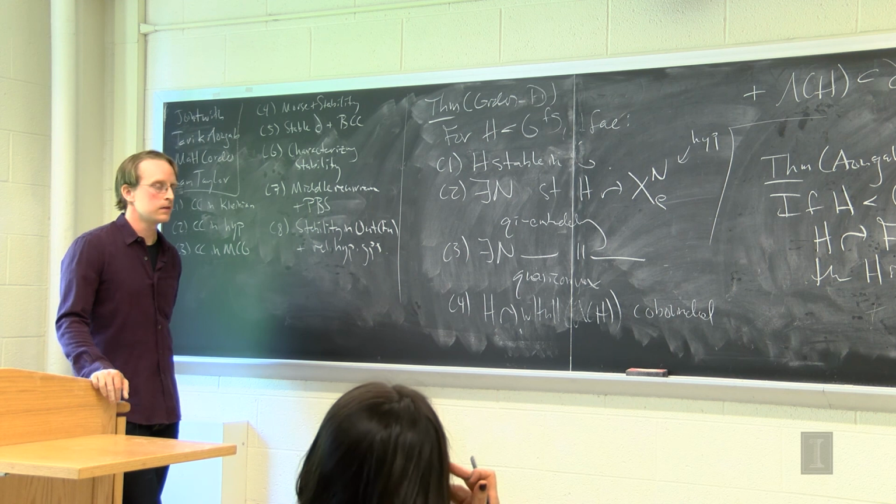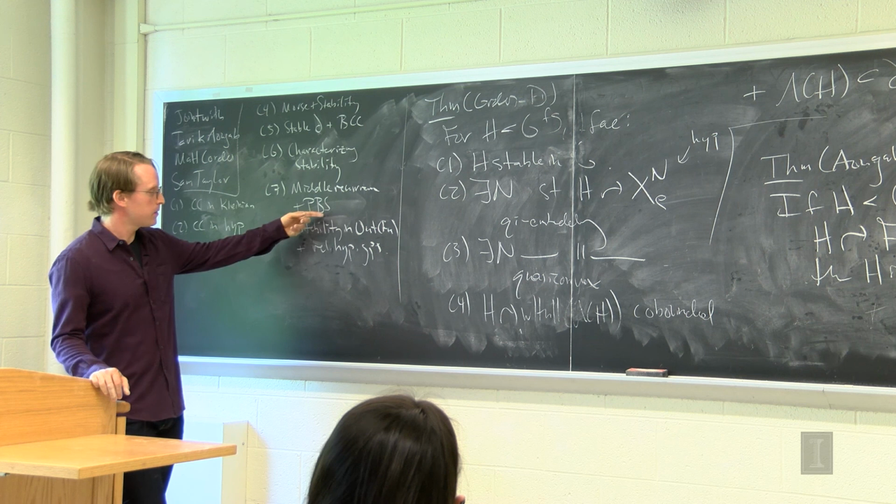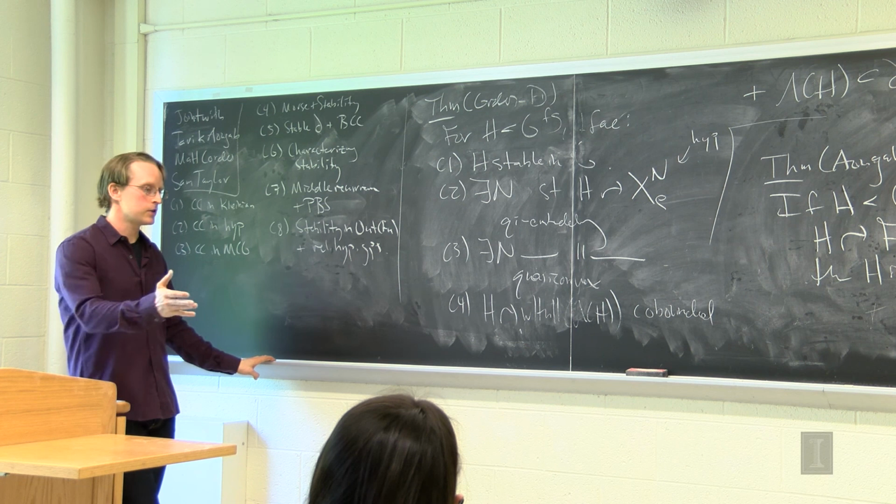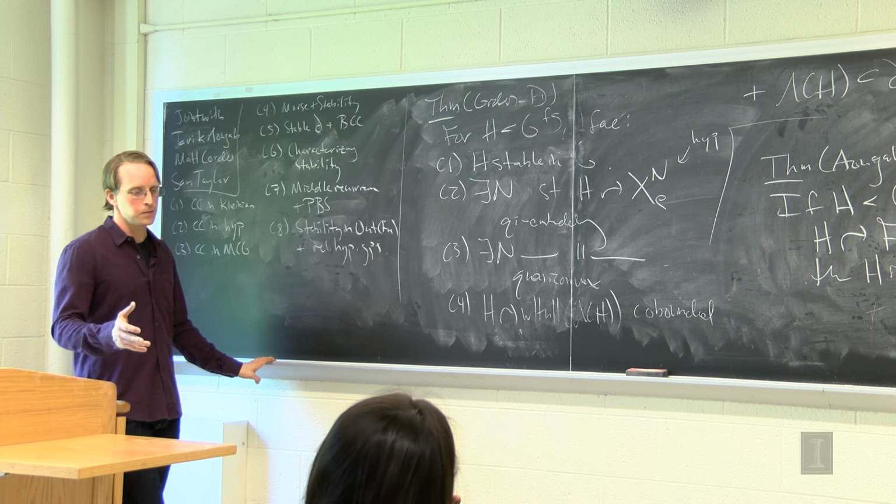And you also get from this theorem an easy proof that convex co-compact in mapping class groups implies stability in mapping class groups, because you look at the action on the Teichmüller space. Being quasi-convex there is equivalent to being stable. The action is proper, the space is proper, so you get what you want.